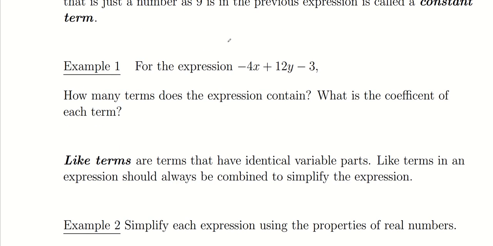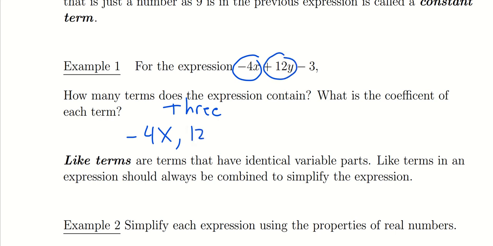In example 1, we're given the expression negative 4x plus 12y minus 3. First part is, how many terms does the expression contain? And the answer is it contains 3 terms. If we list those terms separated by commas, the first term would be a negative 4x term. So that's an x term whose coefficient is negative 4. We have a positive 12y term. And then the last term we would have would be a negative 3.